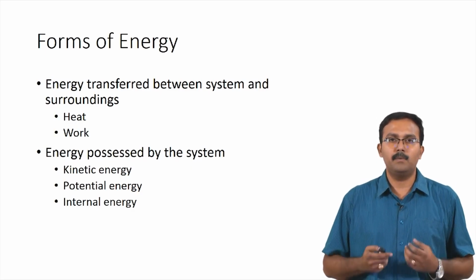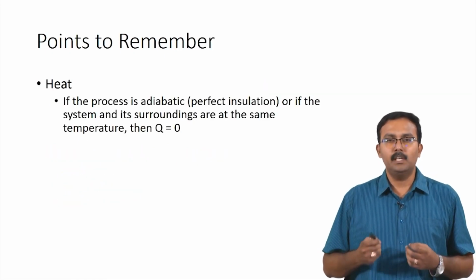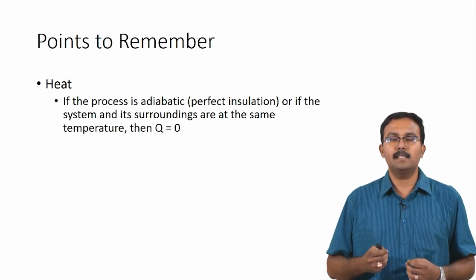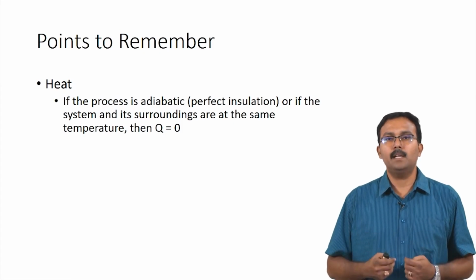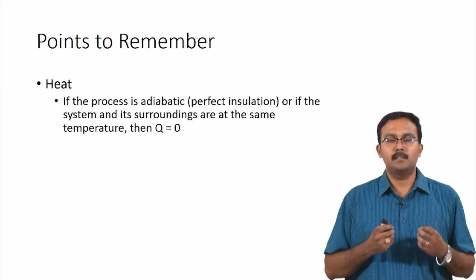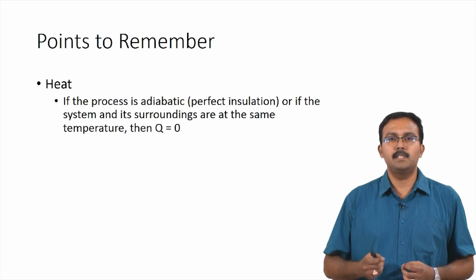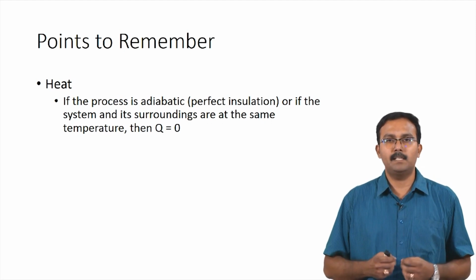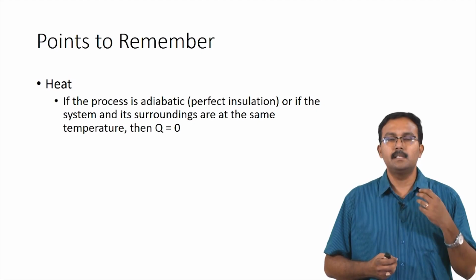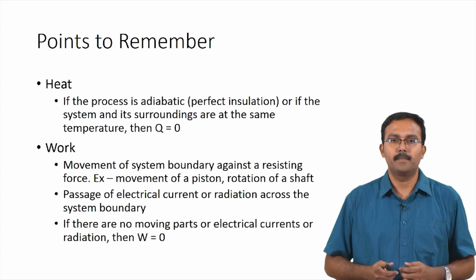Points which we need to remember when we perform energy balance calculations are: heat is 0 if the process is adiabatic. We already looked at what an adiabatic process was. It is defined as a perfectly insulated process where there is no exchange of heat between the system and the surroundings. When such a process exists, then we would have to account for Q, which is the heat, as 0. While we perform energy balance calculations, the term for heat, which is the energy transferred between the system and its surroundings due to temperature difference, will be considered to be 0 for such systems.